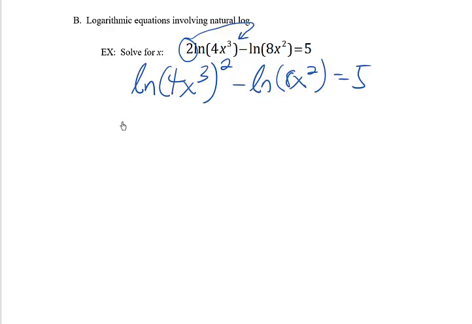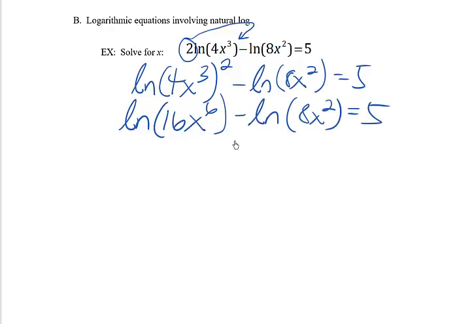Well, 4 times 4 would be 16. X cubed times x cubed would be x to the 6th. I guess another way you could think of it is I distributed the 2 to the 4. 4 squared is 16, and I distributed the 2 to the x cubed, 1 base and 2 powers, multiply the powers. We'll copy down the rest of our equation.